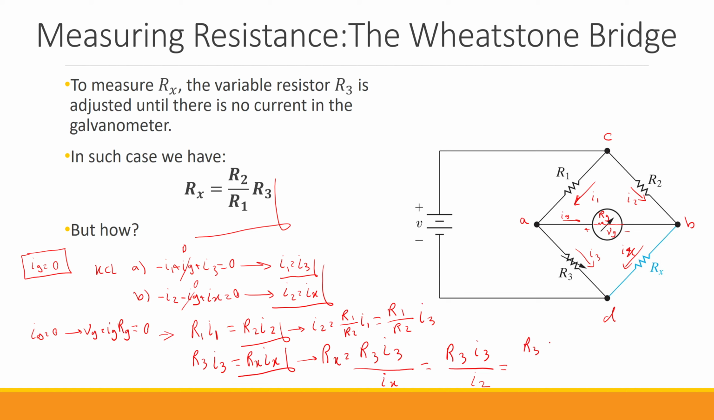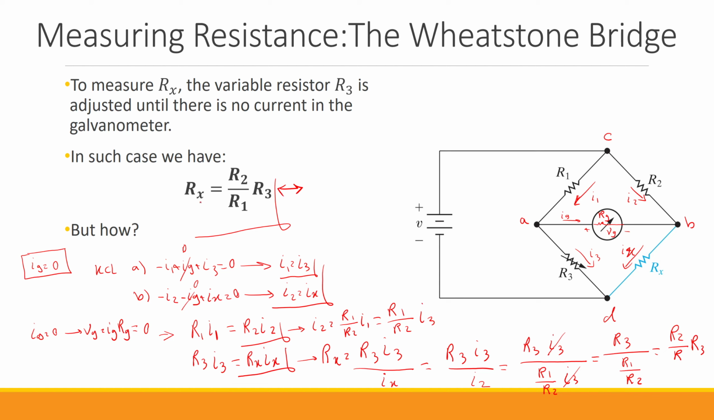So we have R3 multiplied by I3 divided by R1 over R2 multiplied by I3. Now we have I3 in the numerator and I3 in the denominator, so this becomes R3 divided by R1 over R2. If I rearrange this, I get R2 over R1 multiplied by R3. So the final equation is basically what we have here.